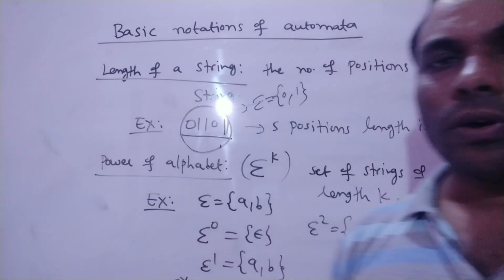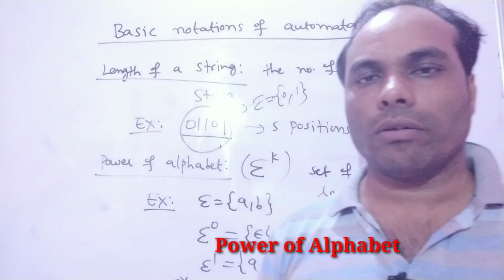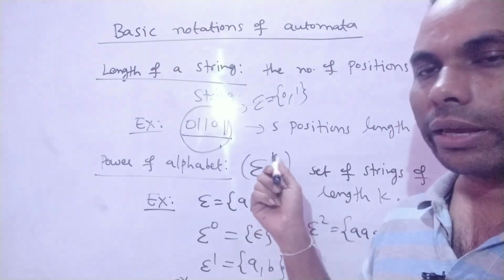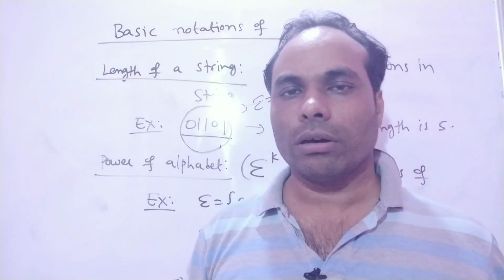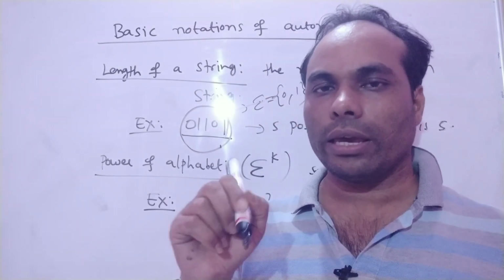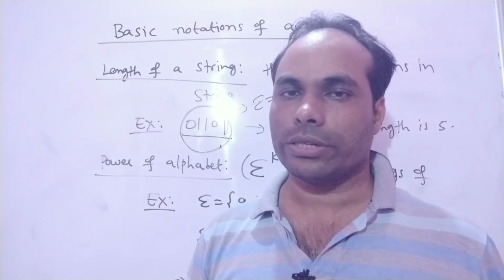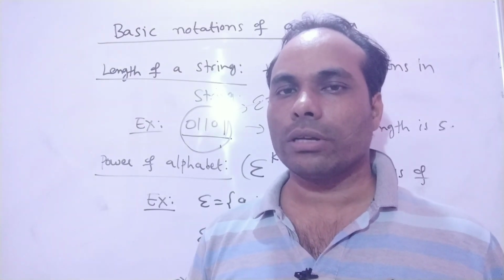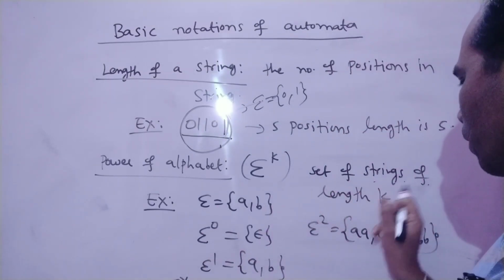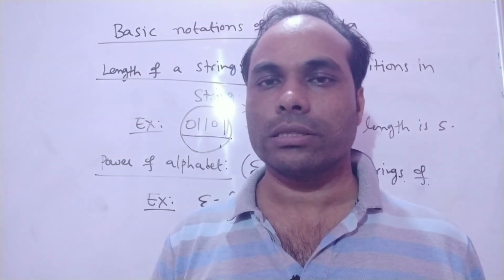Next, one more is there: power of alphabet. How to compute the power of alphabet? You know the alphabet, and the power of the alphabet you can represent as sigma power k. Sigma you already know, that is the set of the alphabet, and k is the length of a string. So how much length are you going to define? The k is the length, so here it is the set of strings of length k. You are going to generate all the different strings of length k.